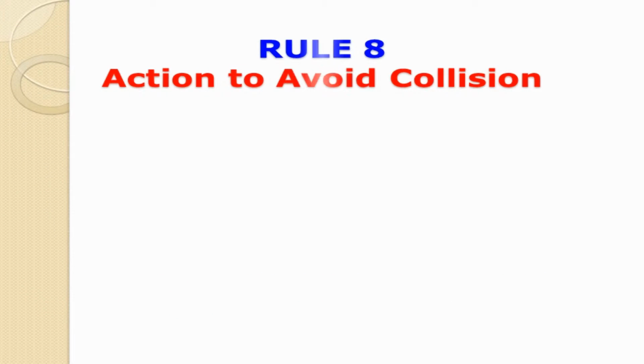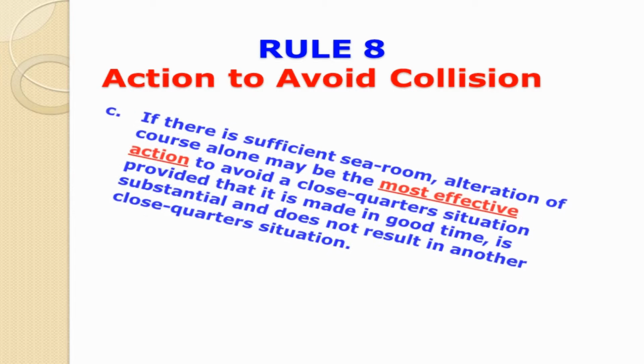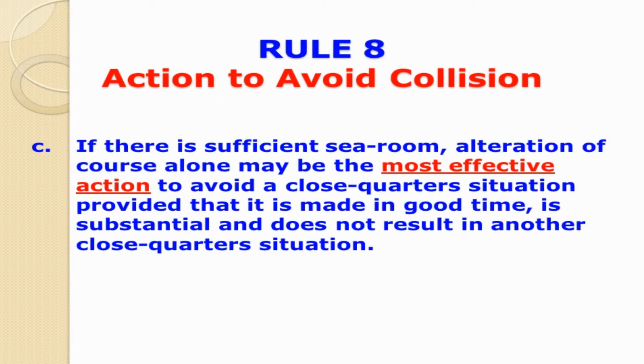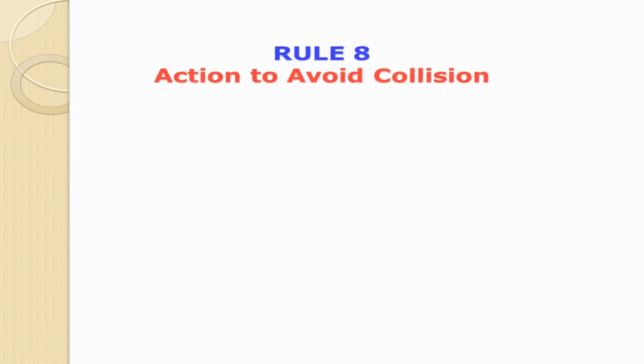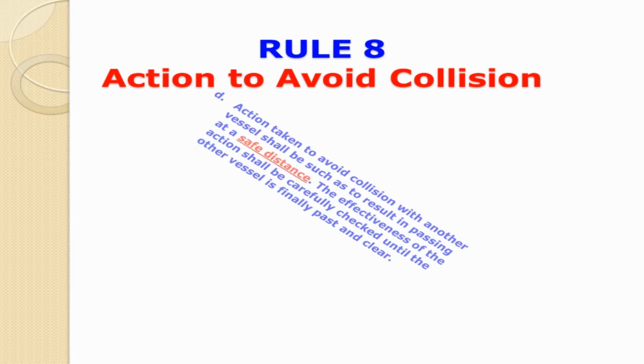8C. If there is sufficient sea room, alteration of course alone may be the most effective action to avoid a close quarter situation, provided that it is made in good time, is substantial, and does not result in another close quarter situation. 8D. Action taken to avoid a collision with another vessel shall be such as to result in passing at a safe distance.